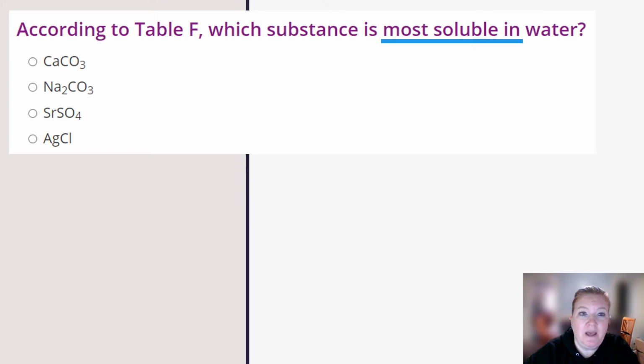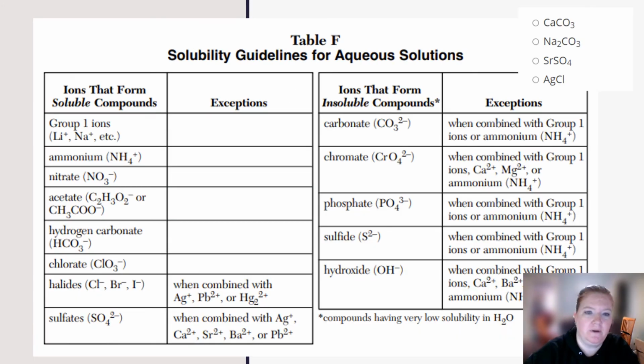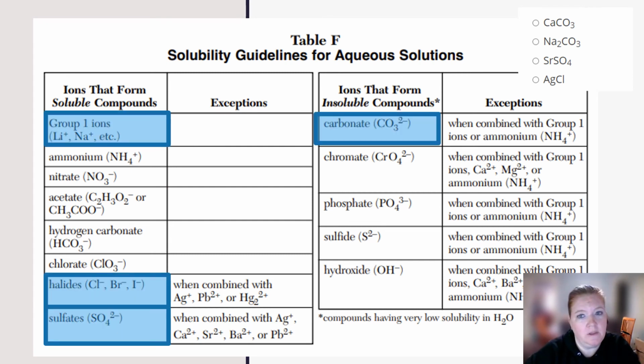Okay, according to table F, which is most soluble. So this time I'm looking for soluble, all right? So here we go. Let's find all the things on the table. There they are. They're kind of scattered all over. Most of them have a rule for soluble, but some have exceptions. And one of them has an insoluble.